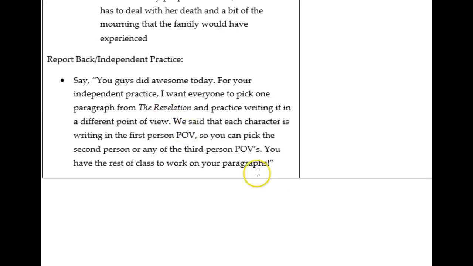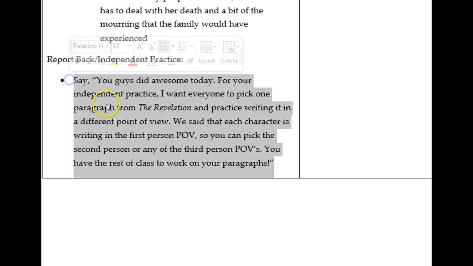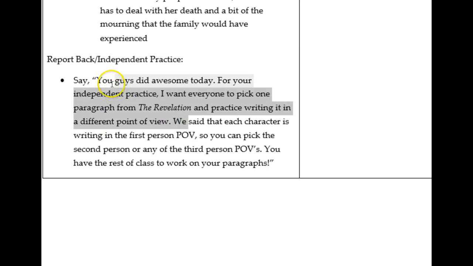And then, right here, for your independent practice, I want you to pick a paragraph from the Revelation and practice writing in a different point of view. That way, by the time you've got here, you can say cool things to them like, guys, I want you to be the author now, and I want you to make the choice. Pick any paragraph you want, but pick it with purpose. Why would you like to rewrite that paragraph from someone else's point of view?